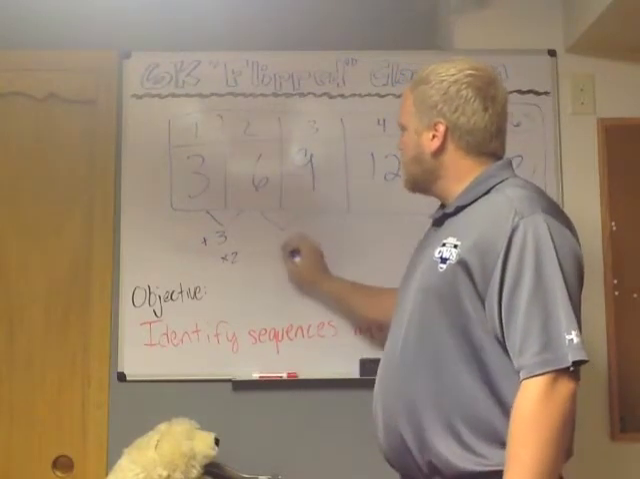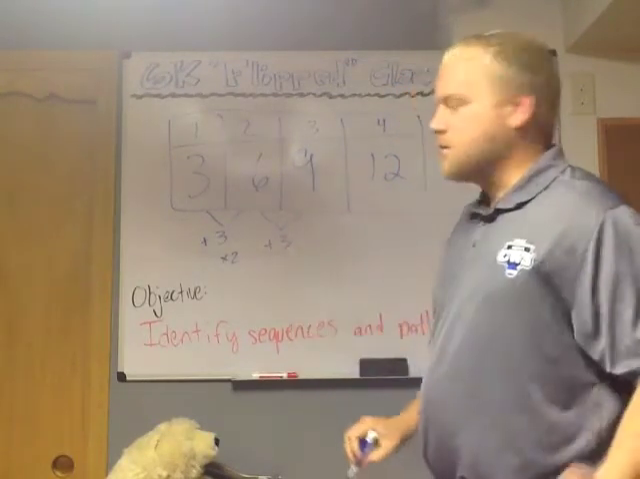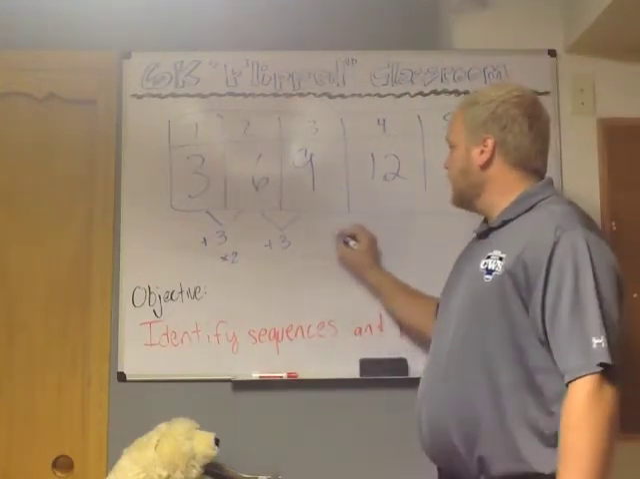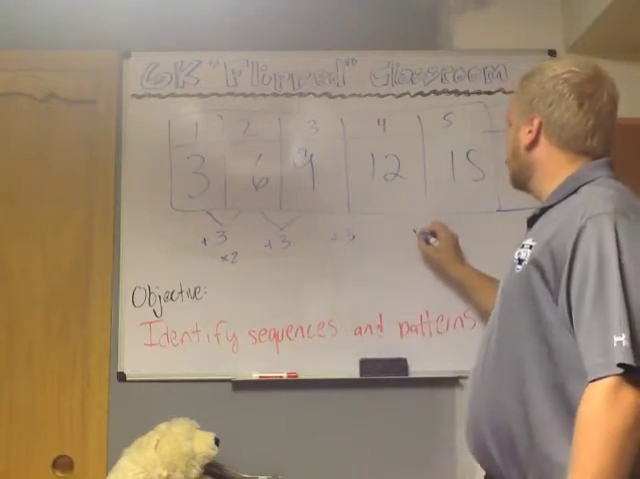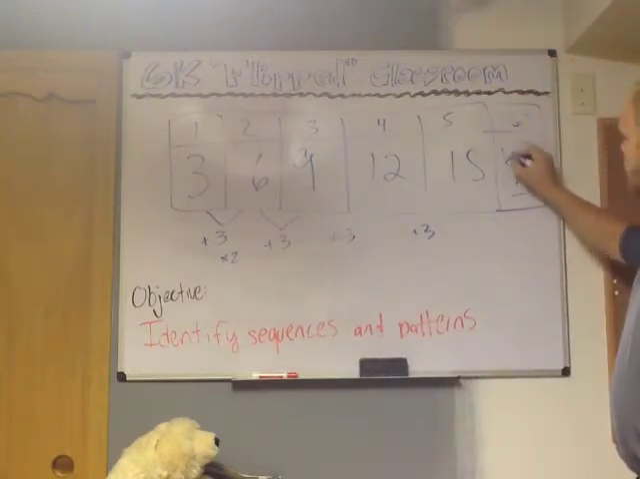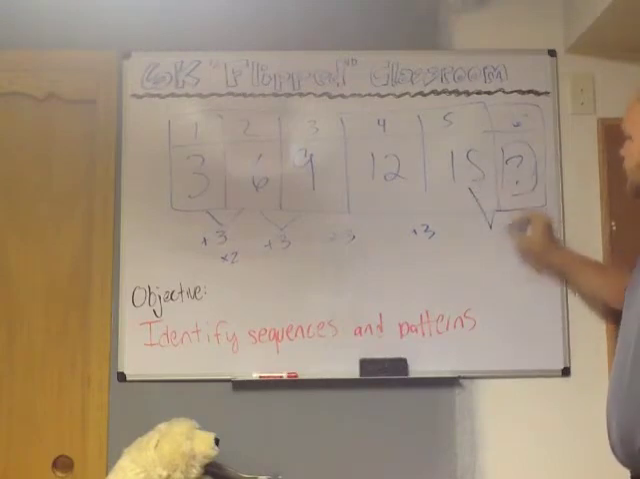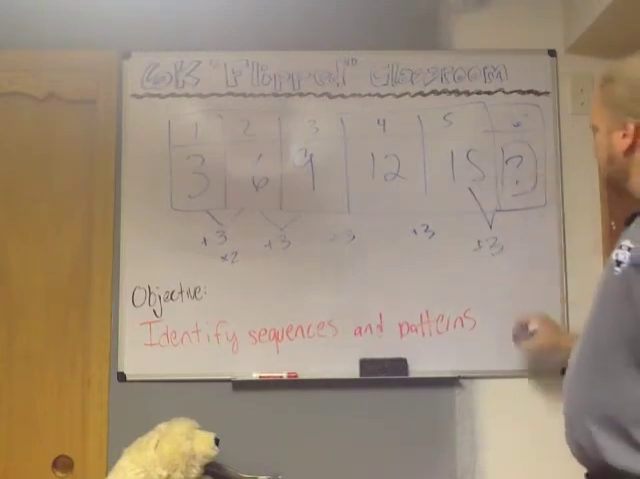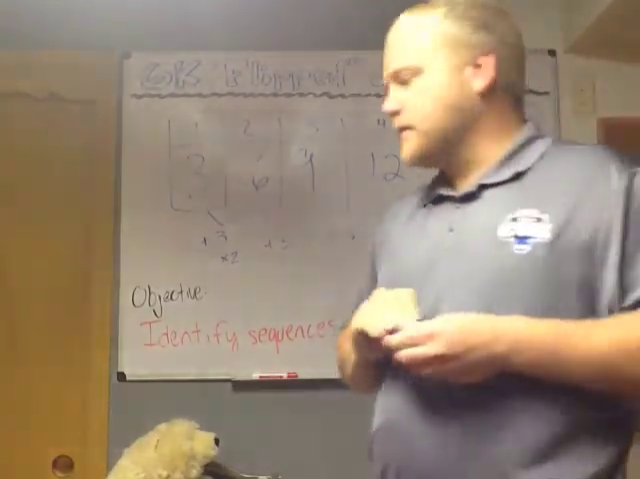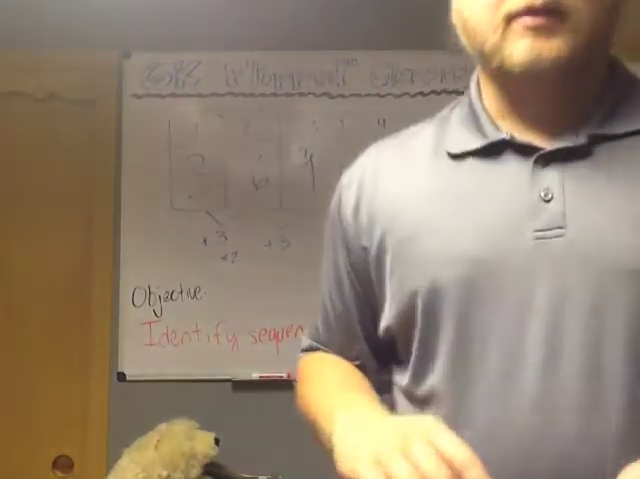So from 6 to 9 would also be plus 3, and then we can just test the rest of them out. 9 plus 3 is 12. So we know that it's plus 3 to get from each one to the next one. And so we go to the last one and figure out which one we're missing. We do 15 plus 3, and so our missing number would be 18. That's all we have to do for this lesson. So I'm going to give you another example.